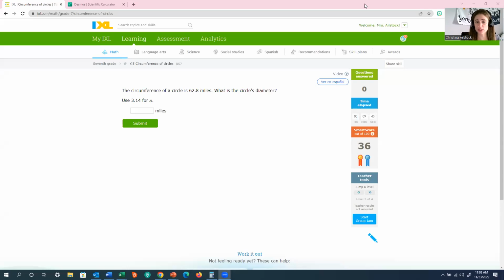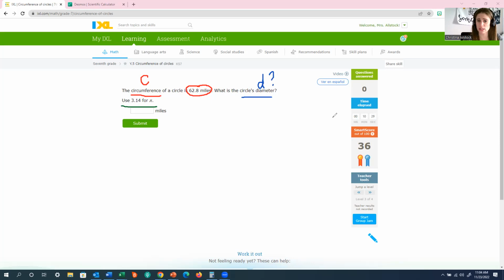All right, there is one other type of problem that you will run into. And that is when you are given the circumference and you want to either find the diameter or the radius. So let's go ahead and read this problem here. This time we're told the circumference is 62.8 miles, and we're being asked to find the diameter, and we're still continuing to use 3.14 for pi.